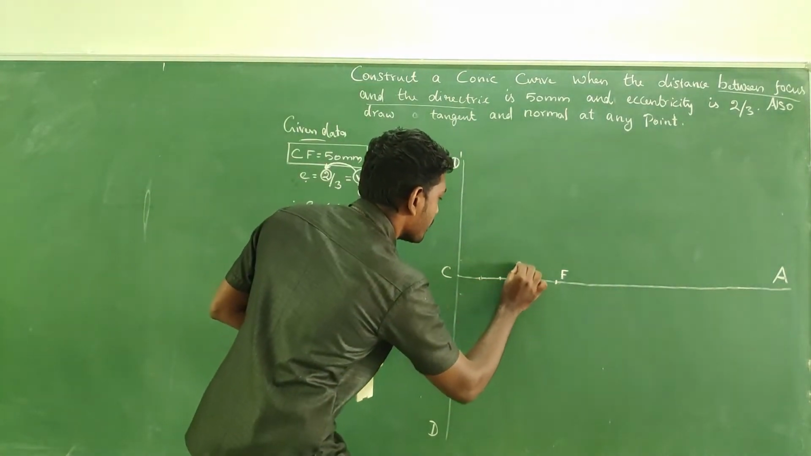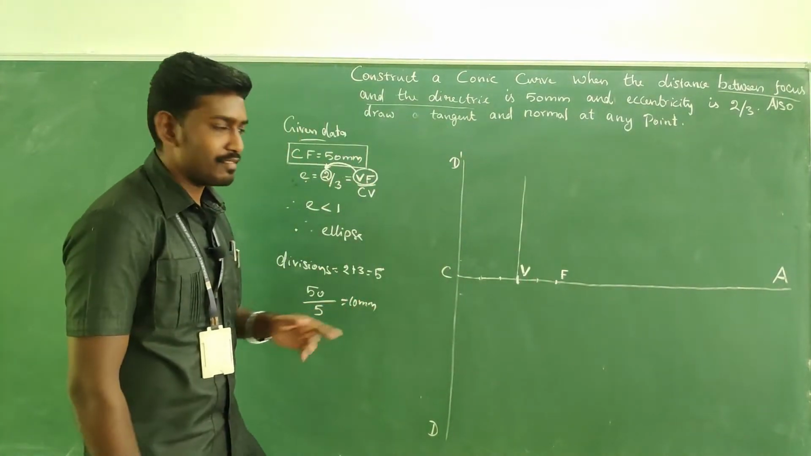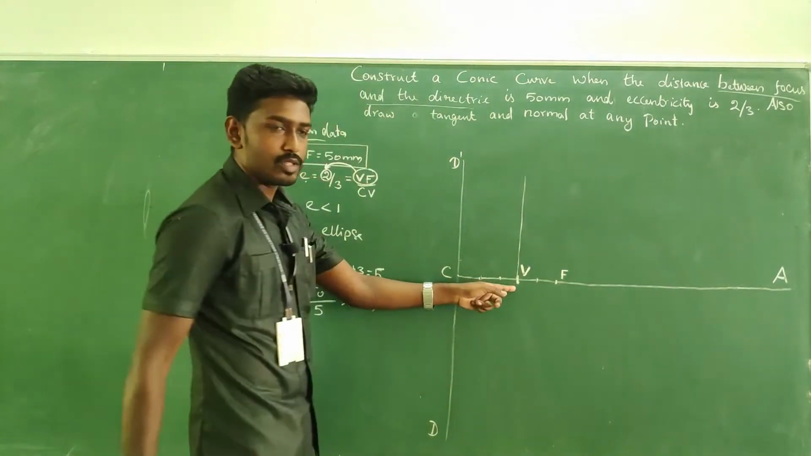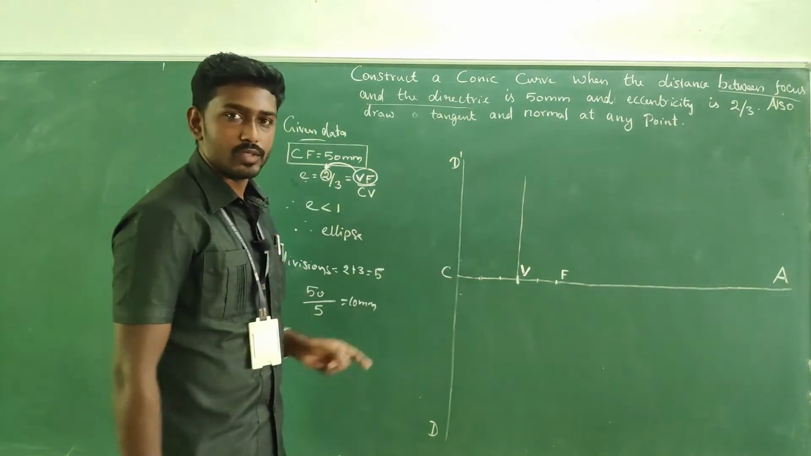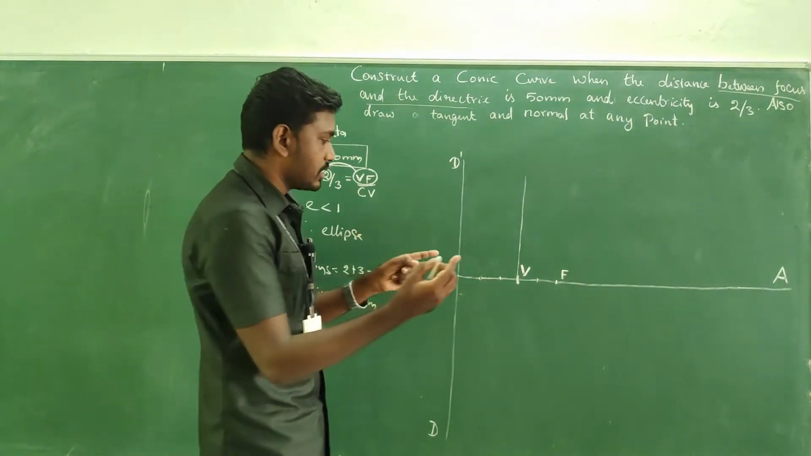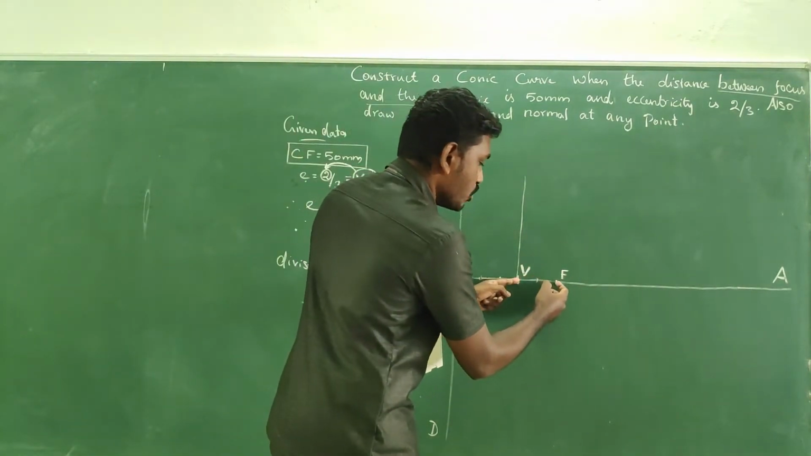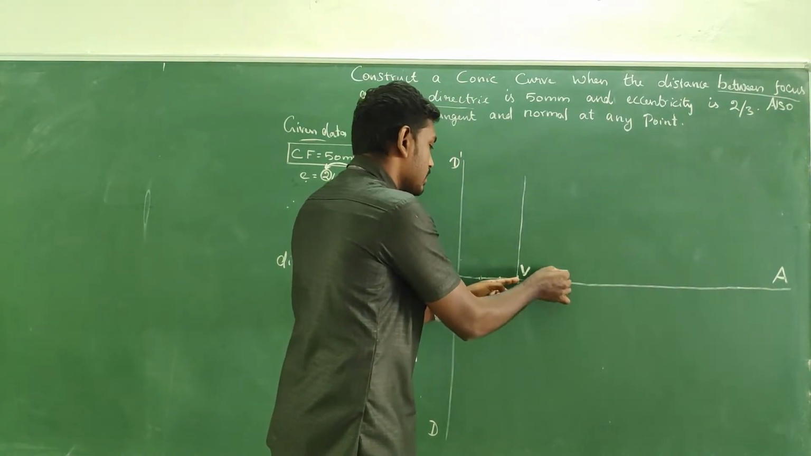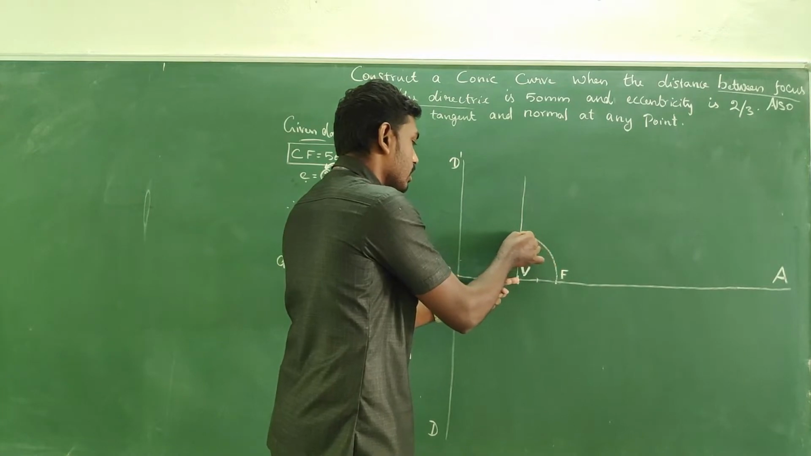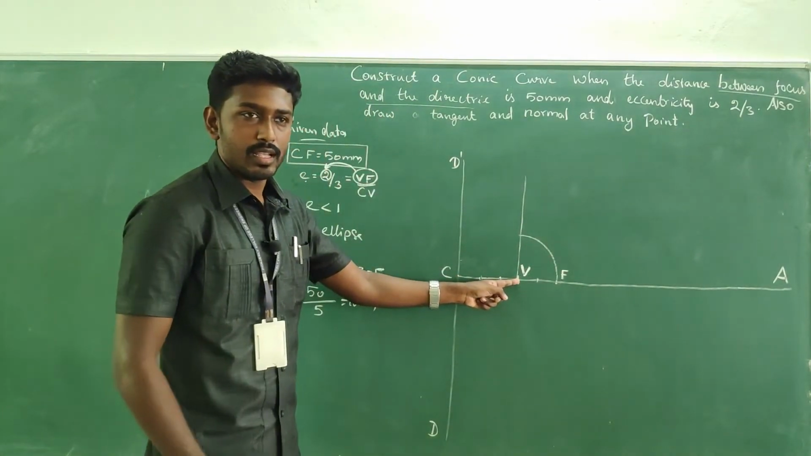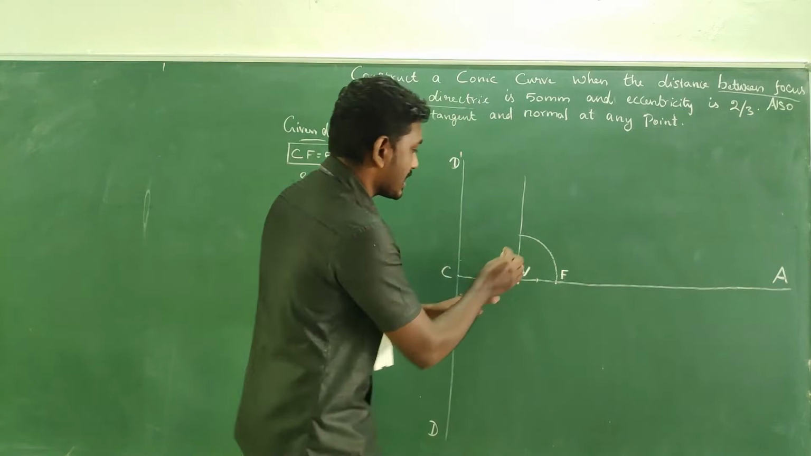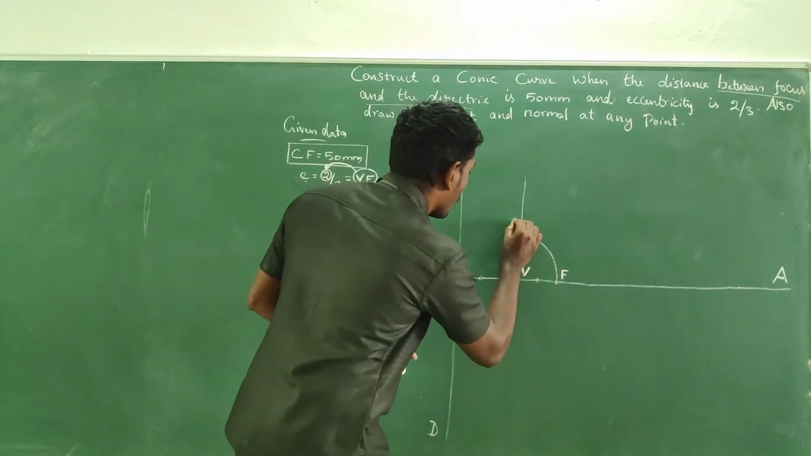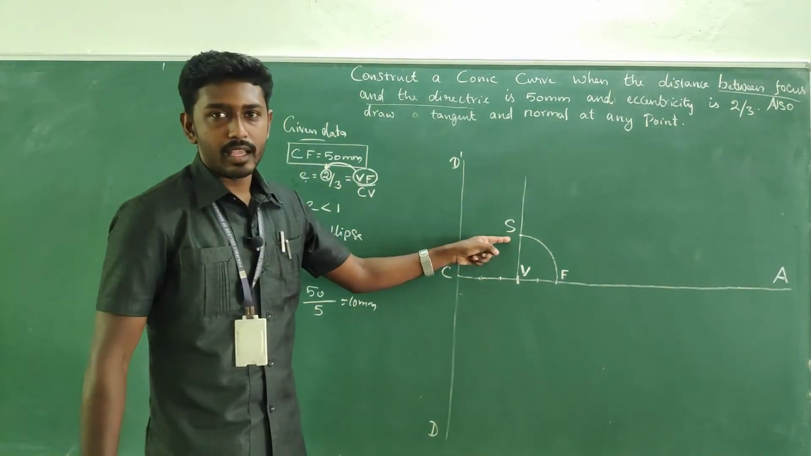So just take a perpendicular line, a 90-degree line from the vertex to the axis. You will get it like this. Take your compass, measure B to F, and draw an arc so that you get it like this. That particular arc will cut the perpendicular line. That point is our gate point.